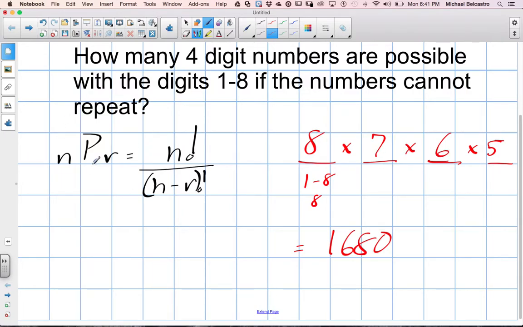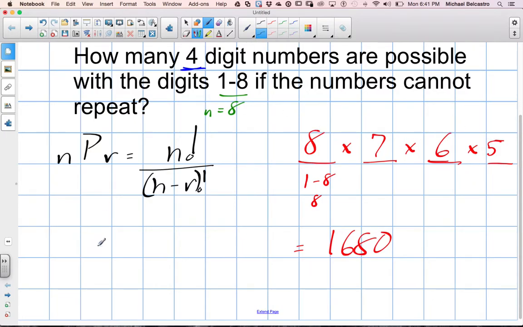This is also the idea of a permutation. The permutation being that we have 8 digits, and how many different ways can we choose 4 out of those 8 possibilities? So our n value is our 8 options here, so n is 8. And our r value is going to be our number 4. We have 4 digits, so how many different ways can we choose the different 4 numbers?